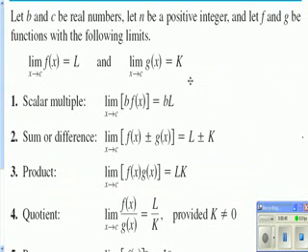Now these theorems are saying, if you start off with two functions where the limits exist, so the limit as x approaches c of f is L, and the limit as x approaches c of g is k. Well, if you just multiply your first function by a number, your limit's just going to be your limit times whatever number it was.